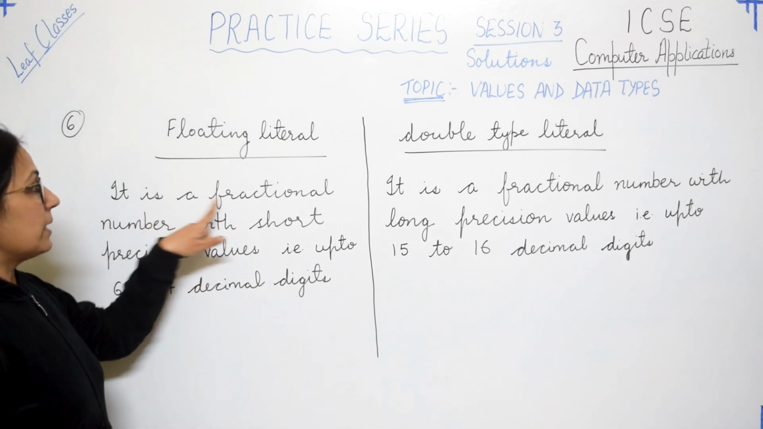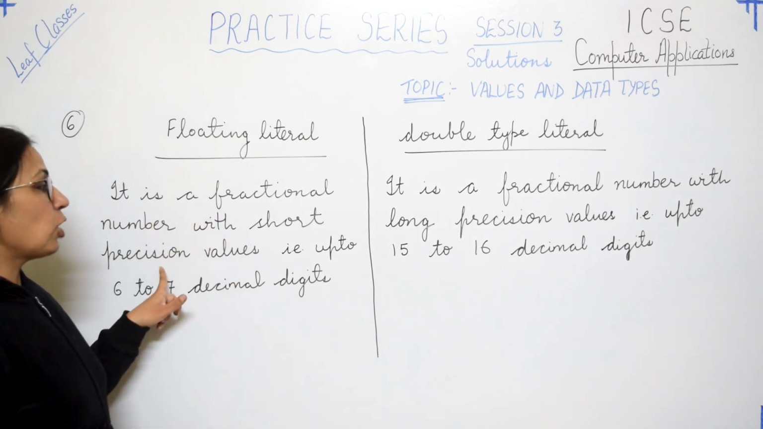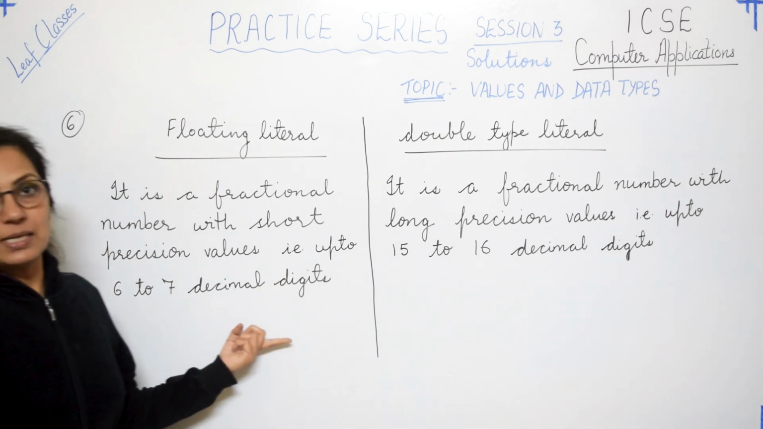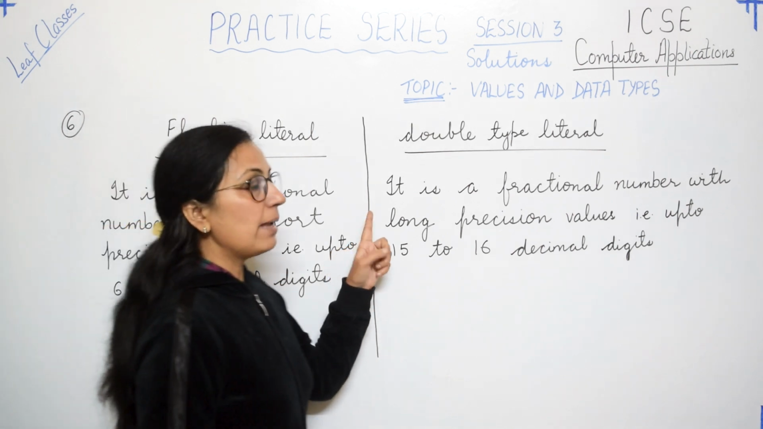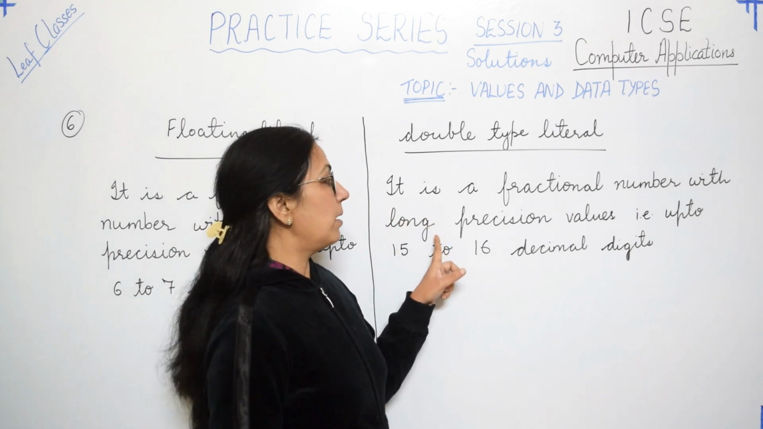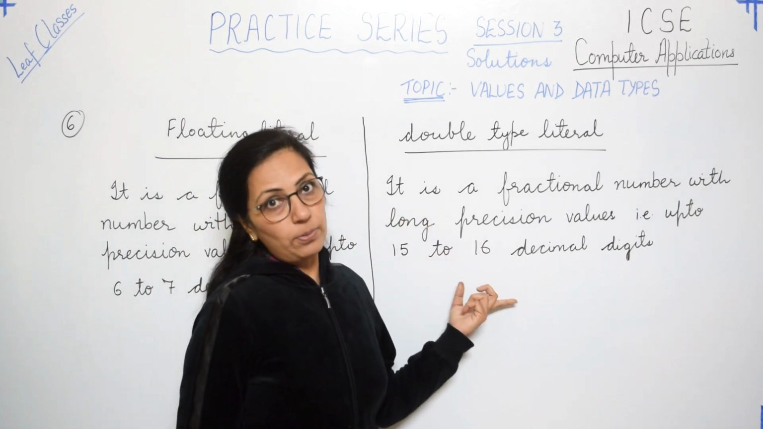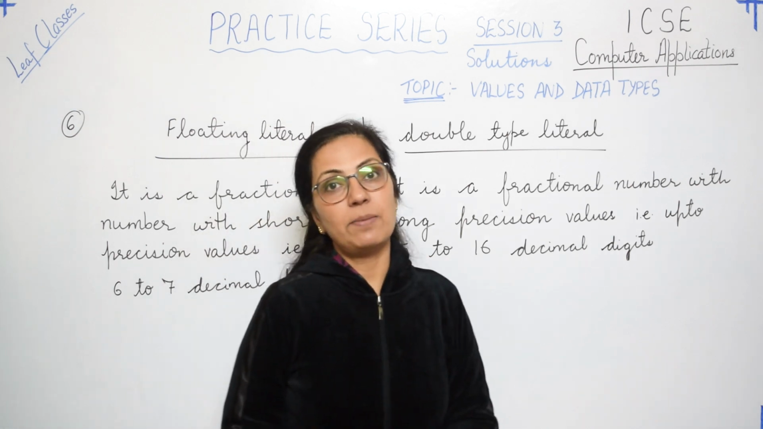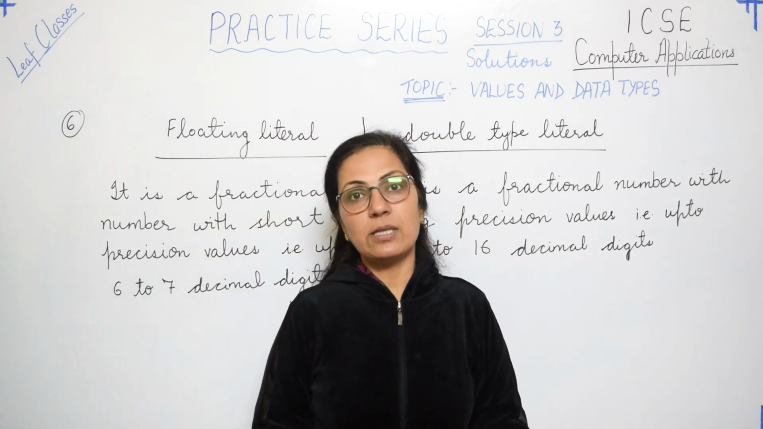So float is a fractional number with short precision values, that is up to 6 to 7 decimal digits. And double type is also a fractional number which has more precision values, up to 15 or 16 decimal digits. Writing this much is sufficient.